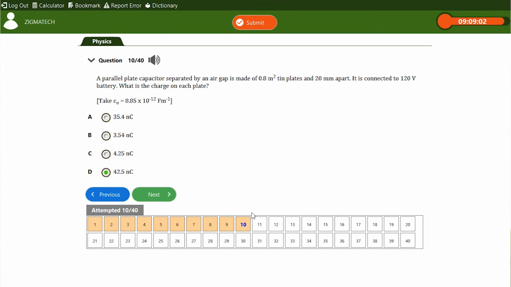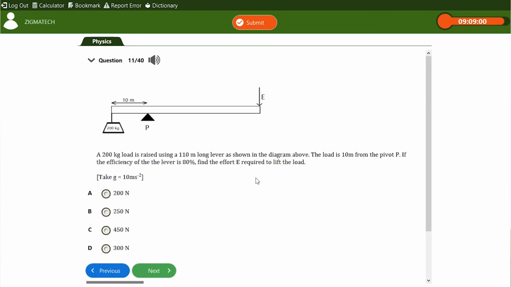We're going to the next question. Now the next question is on the moment of force. It says that a 200 kilogram load is raised using a 110 meter long lever as shown in the diagram above. The load is 10 meters from the pivot. If the efficiency of the lever is 80%, find the effort required to lift the load.